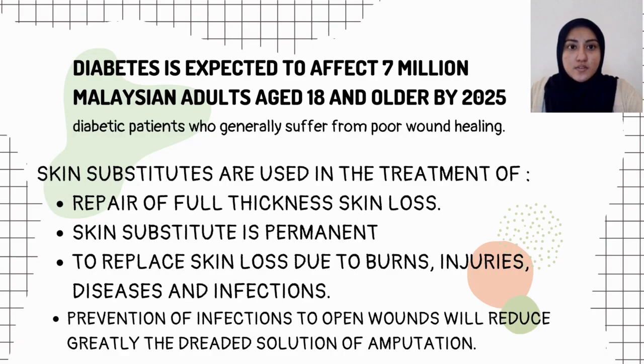With skin substitutes that have been genetically modified, a patient with diabetic disease can repair their skin which has wounds, so that they will not have any amputation caused by infection. Thus, this will be very helpful for the diabetic patients in Malaysia.